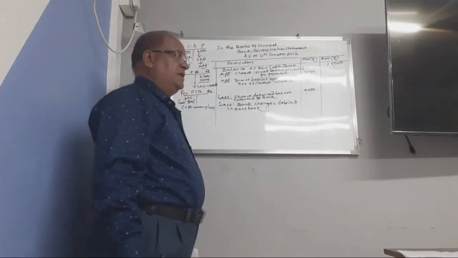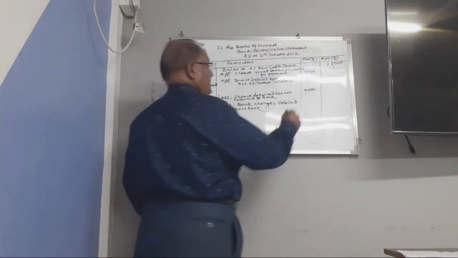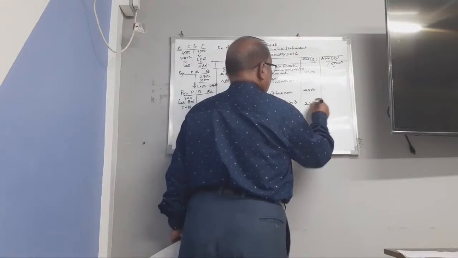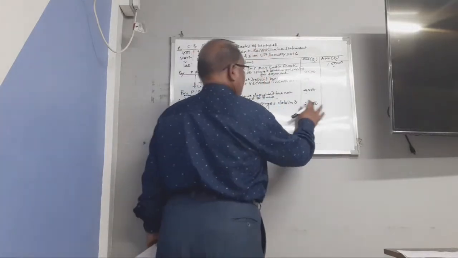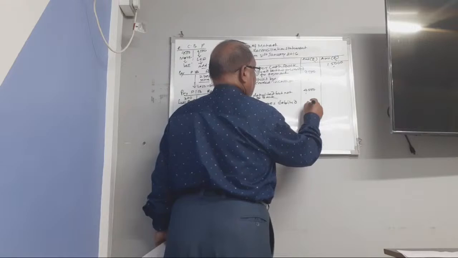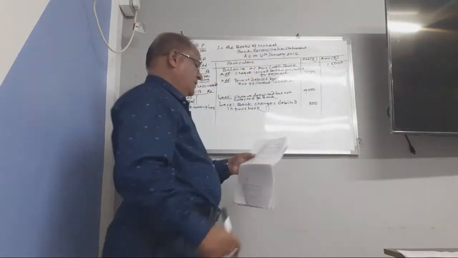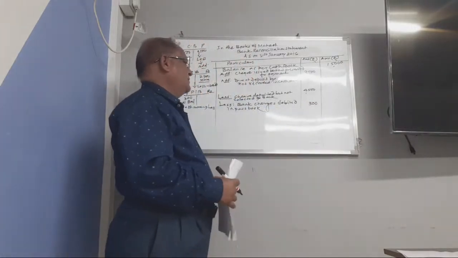Bank charges debited in passbook. The amount is given to the extent here 2,700. Oh, sorry, it is 300 only. 300 bank charges. So just see once again, I can explain here.